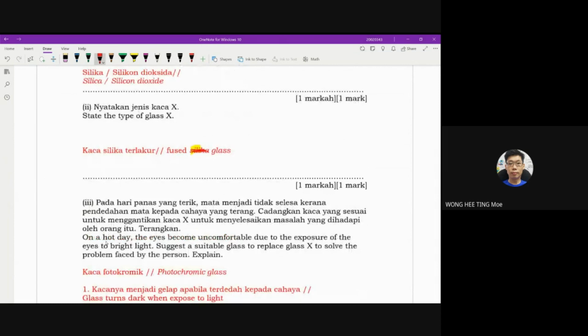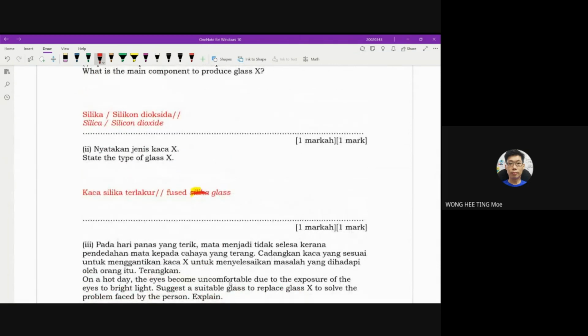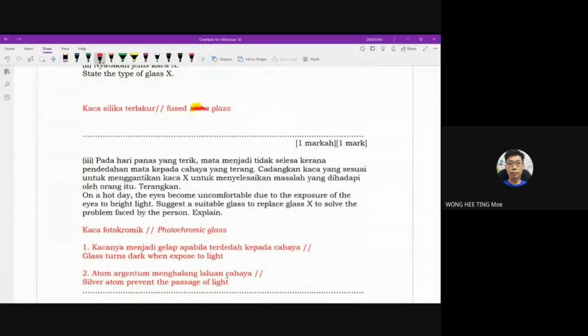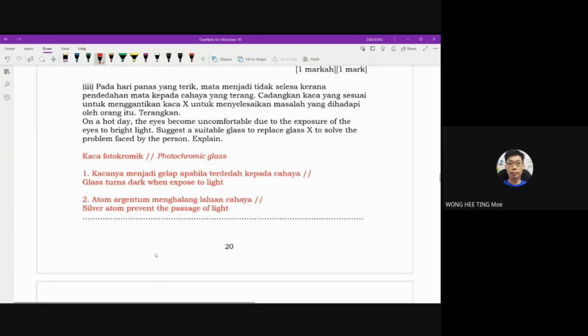On a hot day, the eyes become uncomfortable due to exposure to bright lights. Suggest a suitable glass to replace glass X to solve the problem. So we can use a photochromic glass. The glass will turn dark when exposed to light, and the silver atoms prevent the passage of the light. So it can help the person become more comfortable when exposed to bright lights. So it's a photochromic glass.